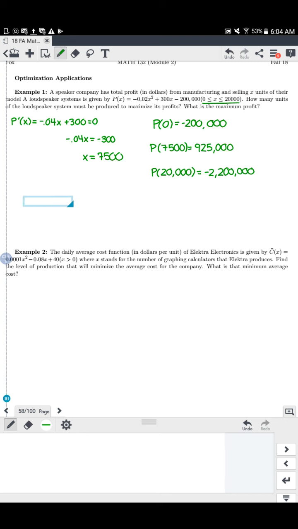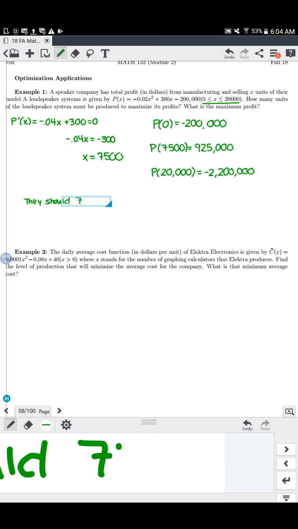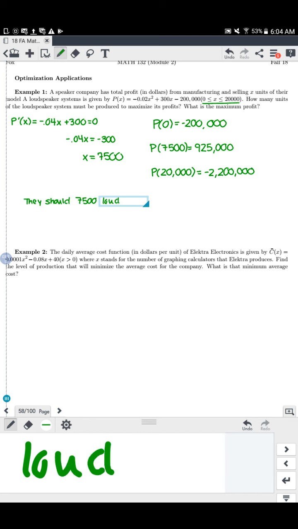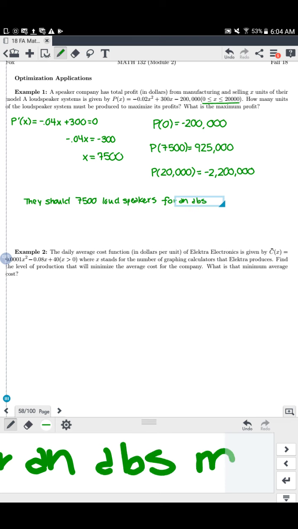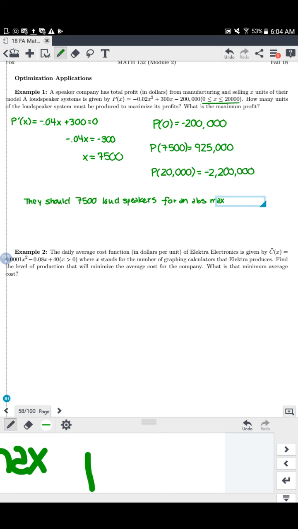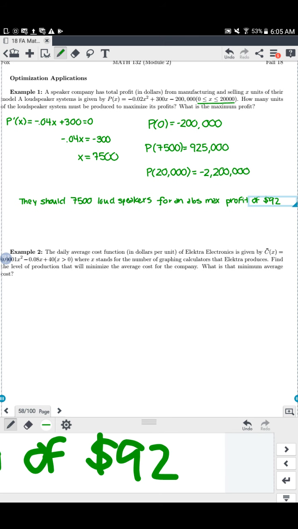So the absolute max in my conclusion is they should produce 7,500 loudspeakers for a maximum profit. There's my absolute max profit. So we're talking about P here, it's profit of $925,000. So we solved it.